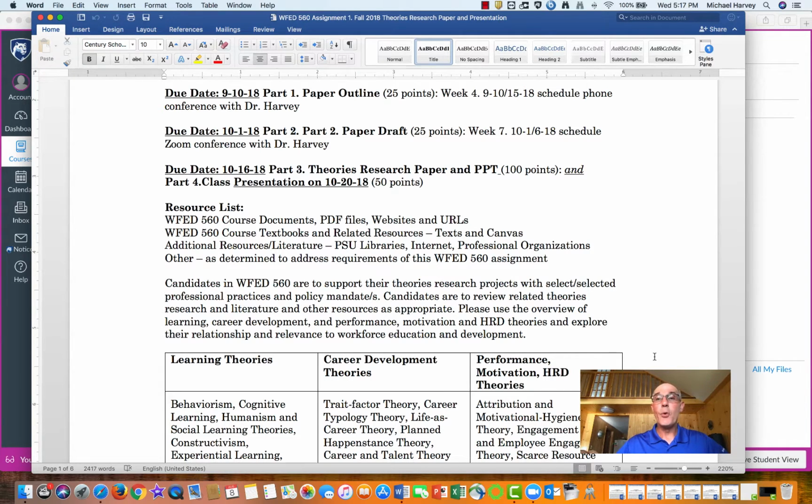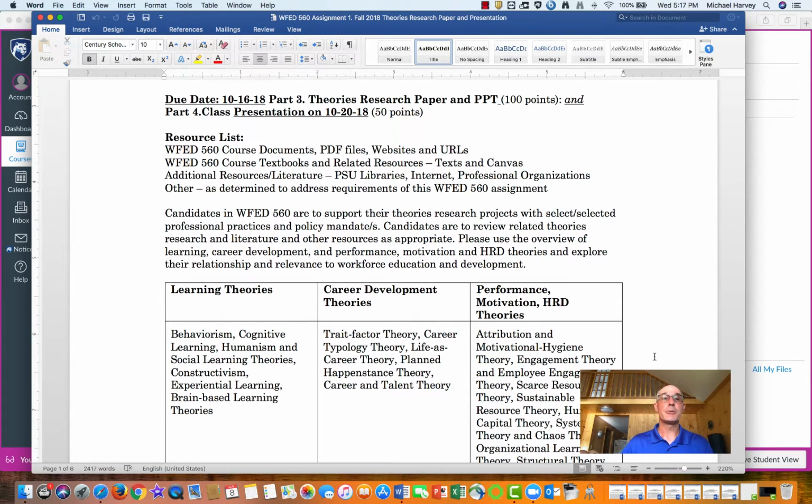The 3rd and 4th sections of the paper, parts 3 and 4, are the actual working pieces of this particular paper. What you'll find is that the paper itself, the final written theories paper, is due on the 16th, as well as the PowerPoint for my review and for grading purposes. And then the fourth section is your actual presentation of the paper, utilizing the PowerPoint as your means to discuss and present the paper, including references.